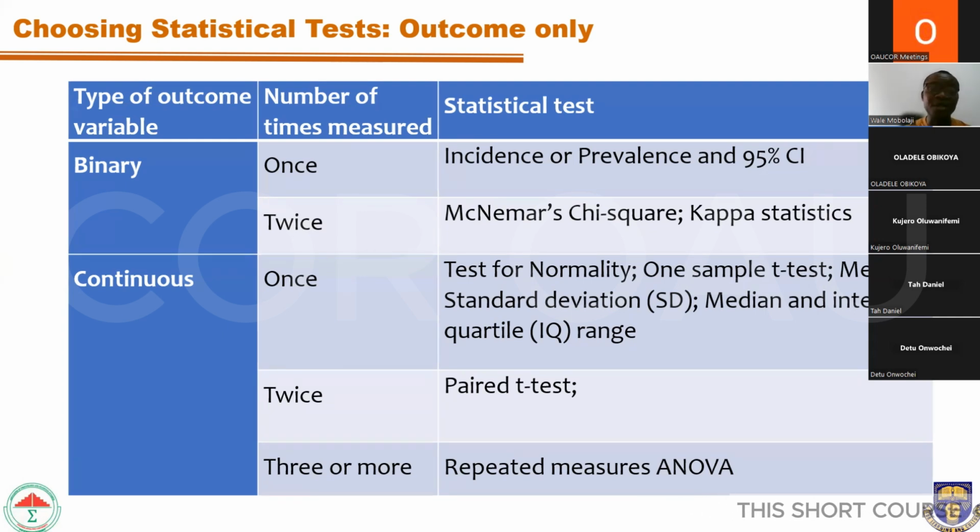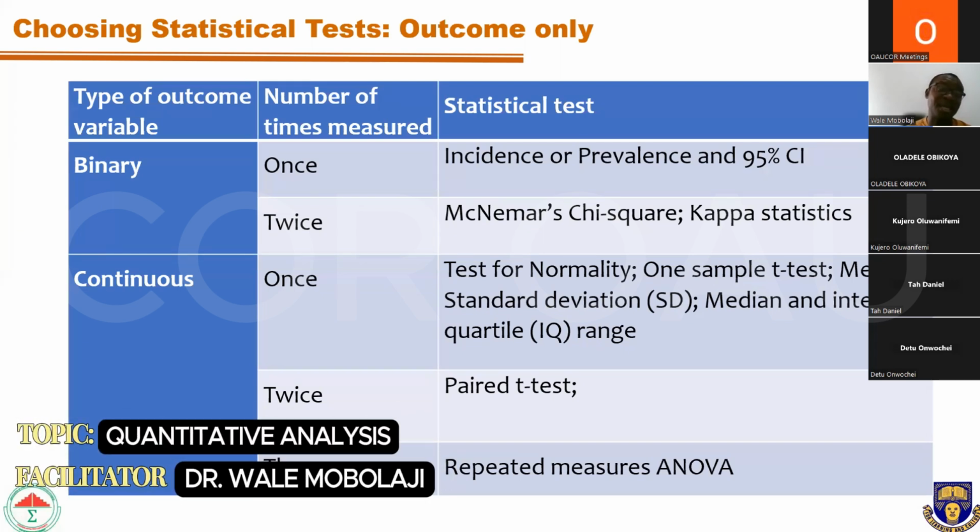And then if the continuous variable is measured twice, then you could be talking about paired t-test. And sometimes, if other variables are involved, then you might not use paired t-test. But at this point, we are talking about just outcome variable alone. So, if it is measured twice, you look at paired t-test. And if it's measured 3 times or more, you use repeated measures ANOVA.